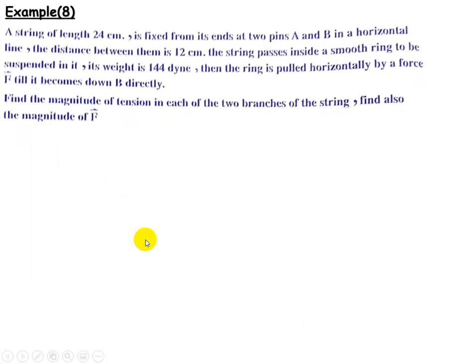Example number 8. A string of length 24 centimeters is fixed from its ends at 2 points A and B in a horizontal line. The distance between them is 12 centimeters. The string passes inside a smooth ring to be suspended in it. Its weight is 144 dyne. Then the ring is pulled horizontally by a force, which means that the string AB is not horizontal.